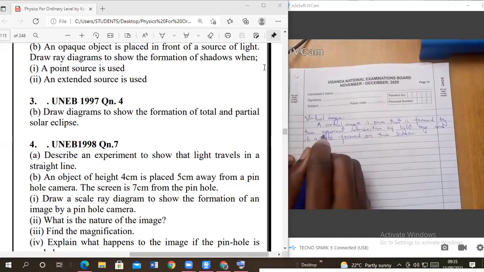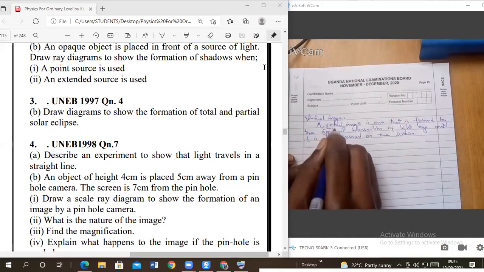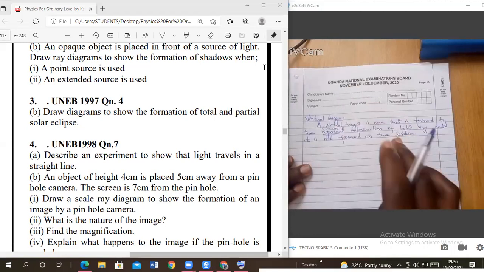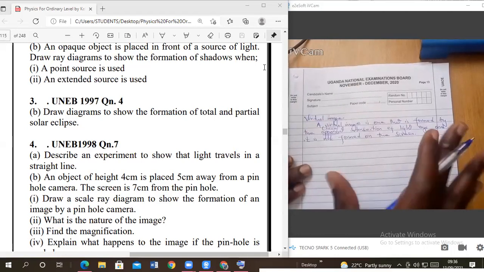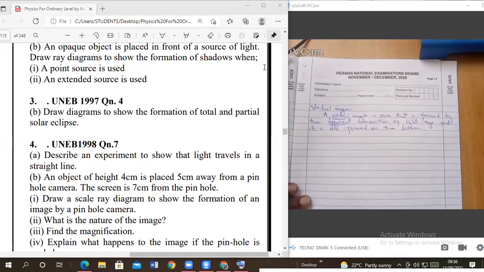So the key word here is apparent or seem. If you don't want to use the word apparent, you can use the words seems to appear. You can say it is the image formed by rays of light that seems to appear on the screen. But what is important is the word seems, which means it is not on the screen. That is apparent, it's not real. Are we together, members? Yes, teacher.